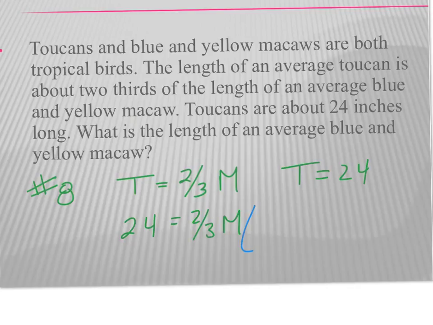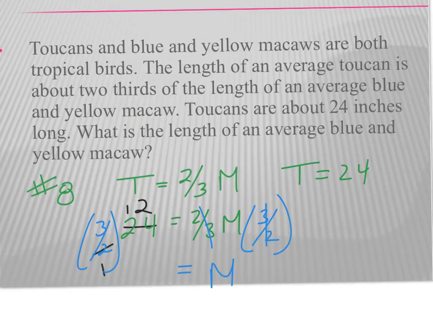To solve, we'll multiply by the reciprocal. So these are going to cancel. And so m equals 36.